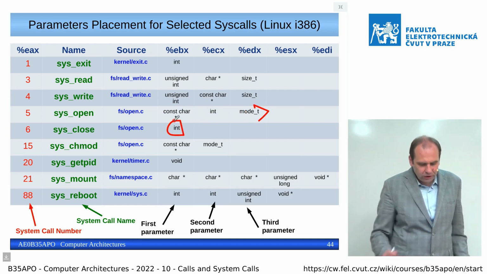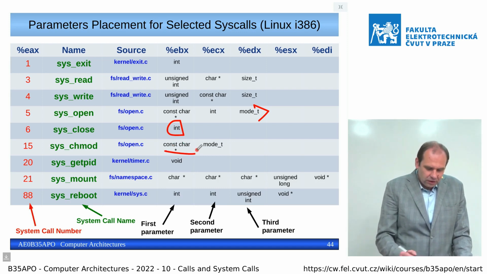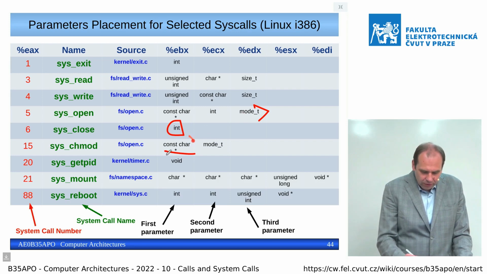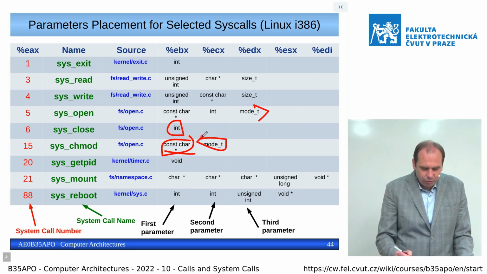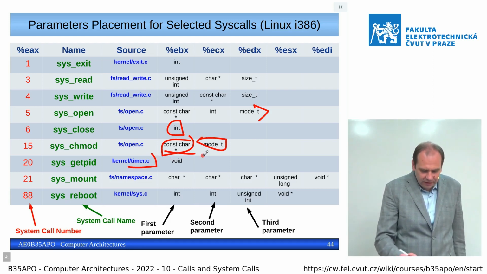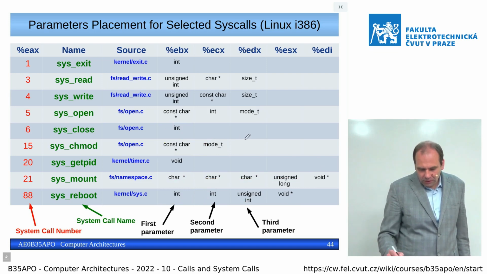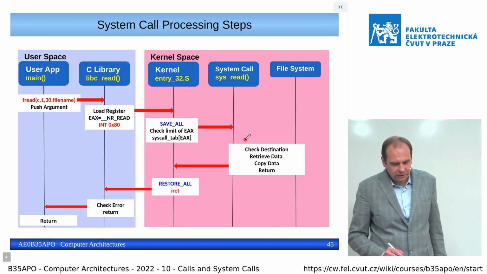For the close, you need only a single argument. To change the mode of a given file, you say which file in the textual form as a zero terminated string, and which mode should be set, and so on. GetPID has no argument because it only returns the value. Mount, reboot, and so on. So you can use the syscall this way.